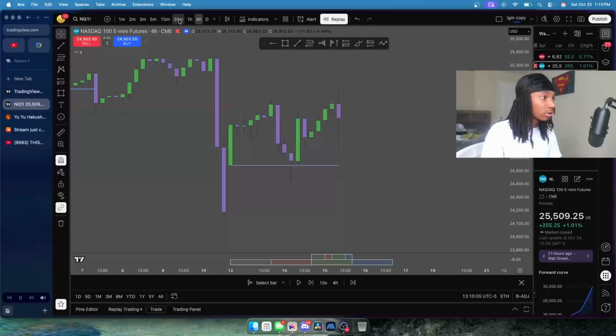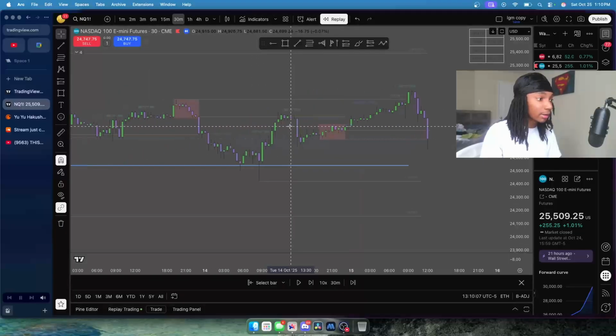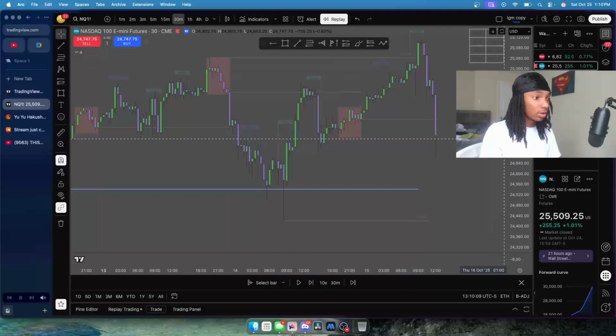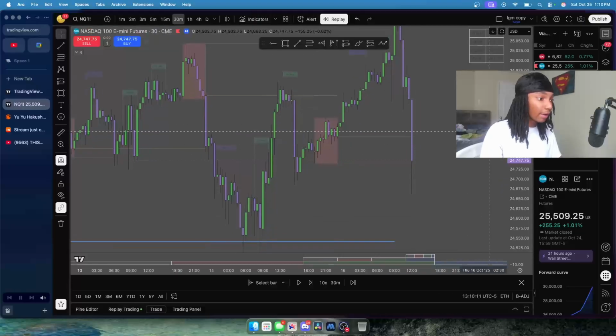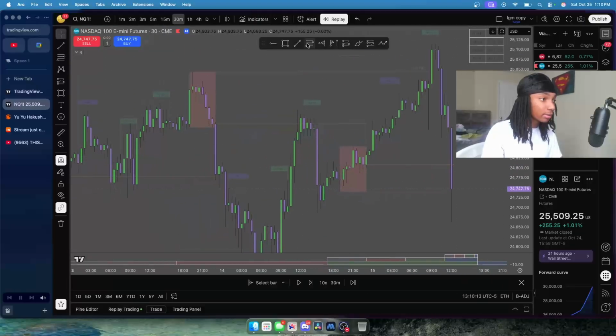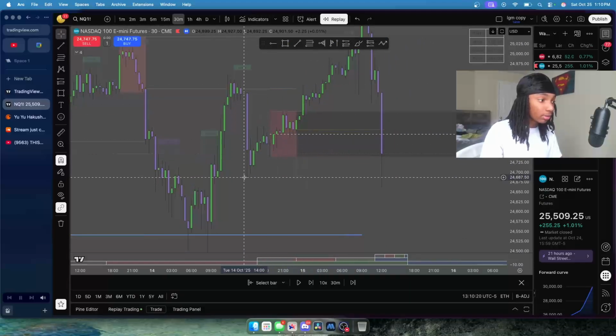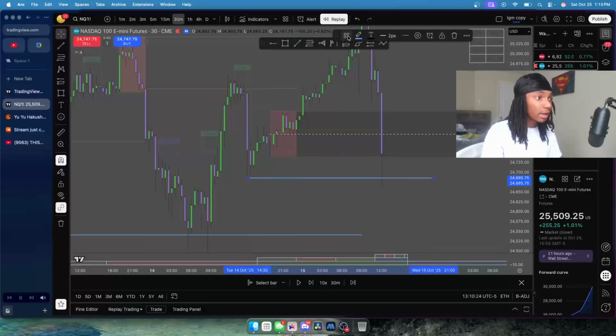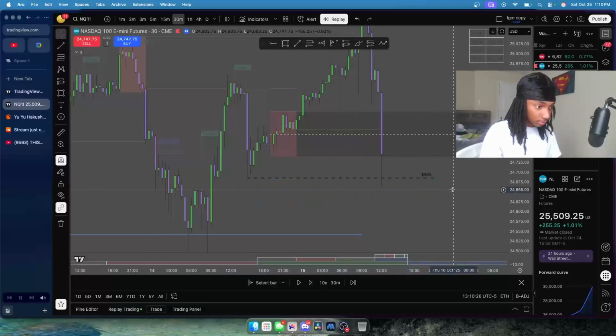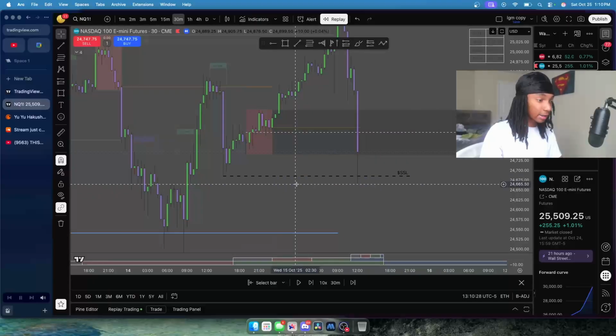So now let's go to the lower time frame so you can get a clearer idea of this, right? Looking at this, we have our accumulation right here, where we accumulated, and we ended up taking out sell side liquidity as well. Let's just draw this out. Sell side liquidity gets taken out, we sweep.